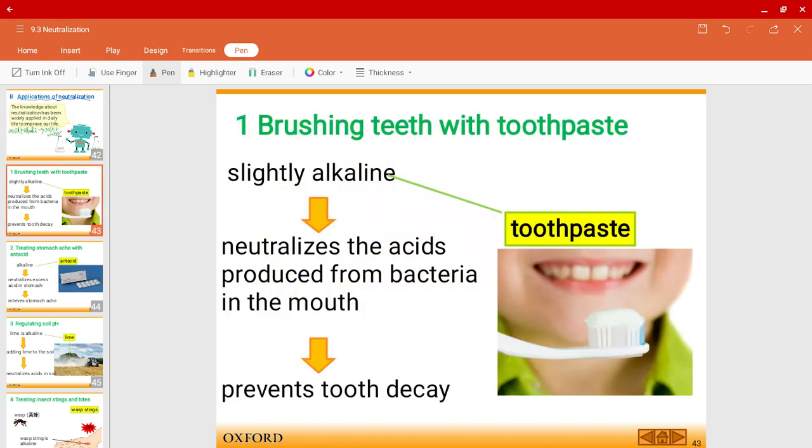So first of all, I believe all of you will be brushing your teeth every day. Perhaps some of you twice a day, which is very good. Toothpaste is actually slightly alkaline. I know some of you would be using Colgate, Darlie. I'm not sponsoring anyone, but just letting you know. Remember to brush your teeth twice a day. Toothpaste neutralizes the acids that are produced in your mouth by the bacteria. This helps to prevent tooth decay. So make sure you use toothpaste when you brush your teeth.